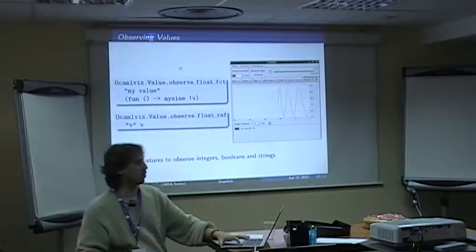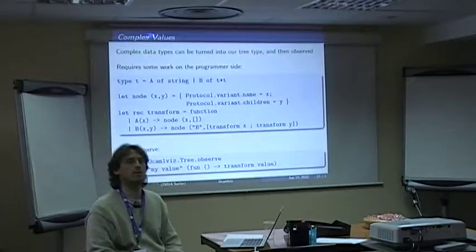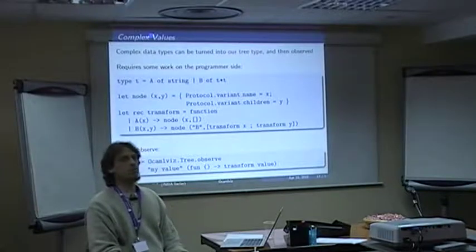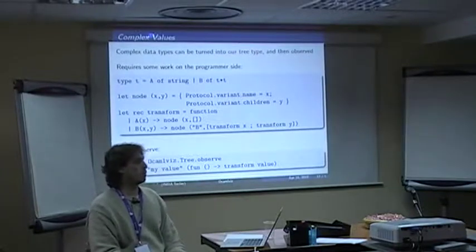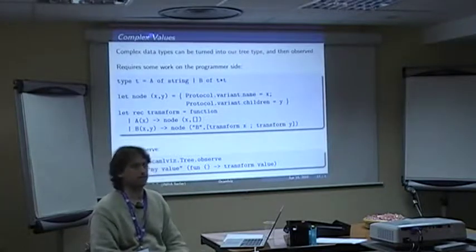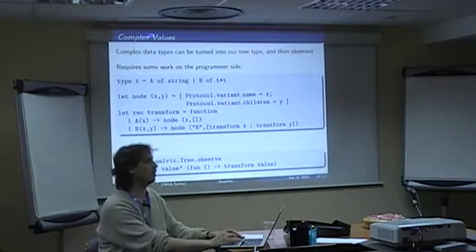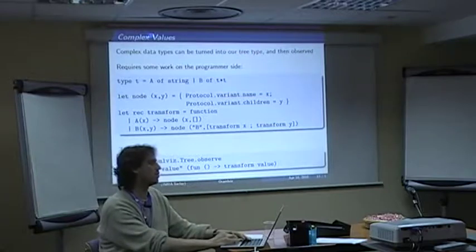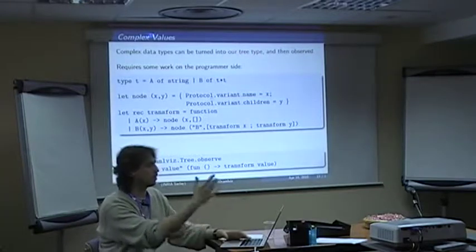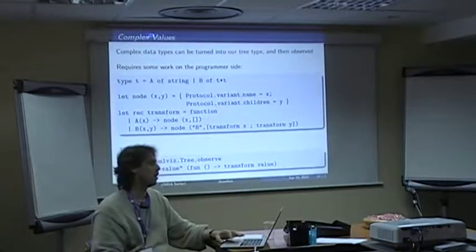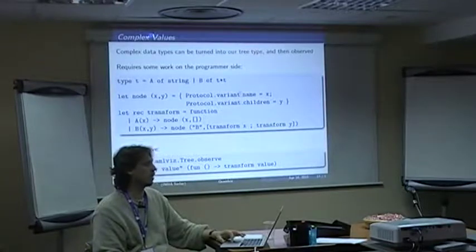So I can even observe complex values with Ocamlviz. For instance, if you want to observe more than integer, float, or string, well, you have to do a little bit of work. What you have to do is turn your data structure into our tree type. We have provided a type for describing trees. This type is described in the protocol module. It is a record with two values, variant name and variant children.